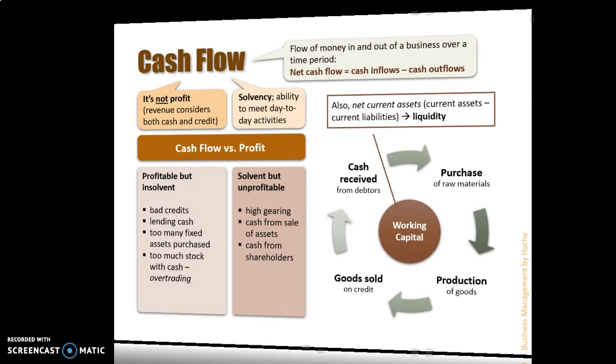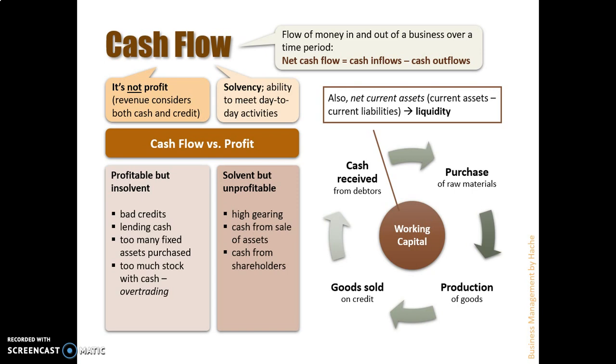In our previous video, we presented the concept of cash flow and also we talked about the relationship between cash flow and profit, how a business is profitable or solvent or unprofitable or insolvent. We also talked about the working capital, how the working capital cycle works, and its relationship with the cash flow. So now we go to the next part, which is the cash flow forecast.